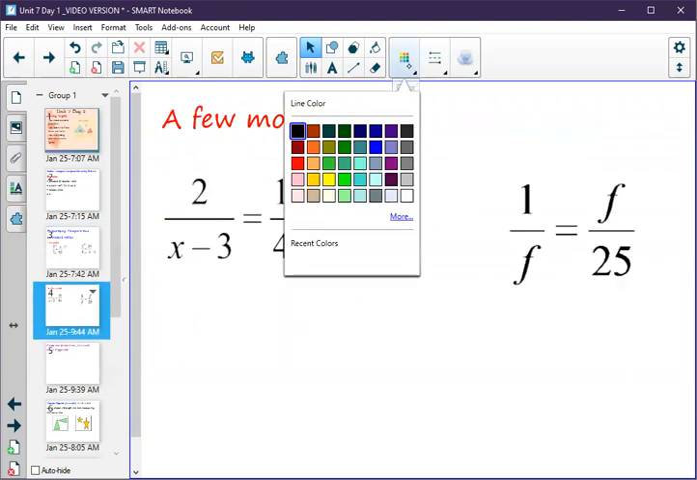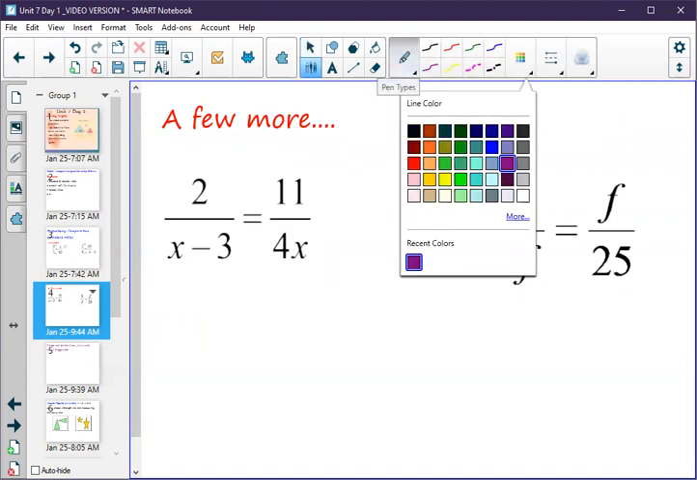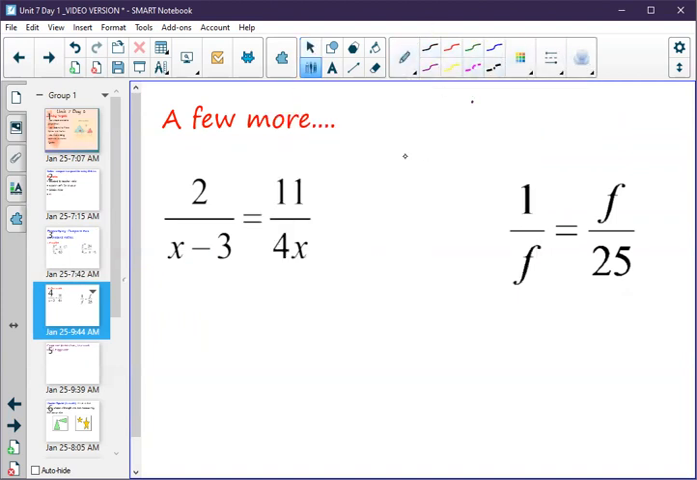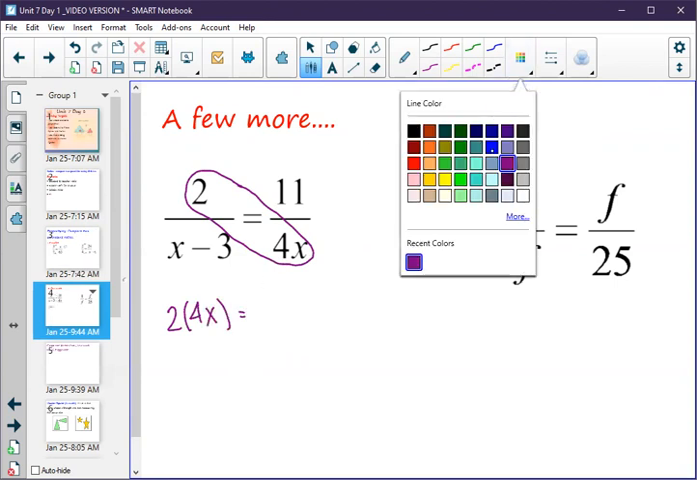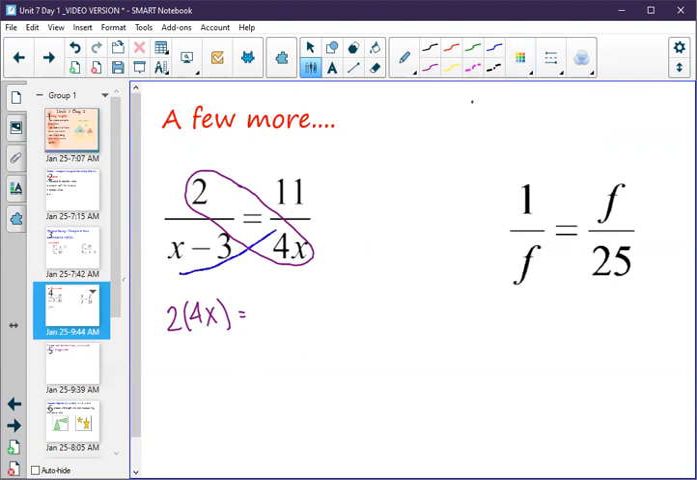What about these examples? We can't use that same strategy anymore. They're a little bit more complex. Here we have two x's. So 2 over x minus 3 is equal to 11 over 4x. Here our strategy is that we are going to cross multiply. I'm going to take 2 times 4x and set that equal to 11 times x minus 3.